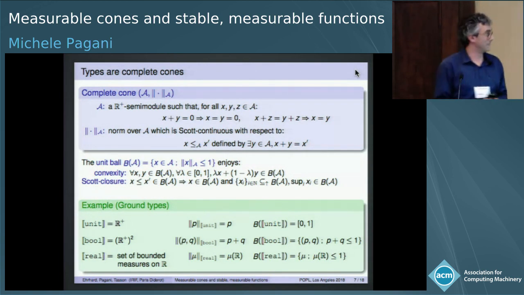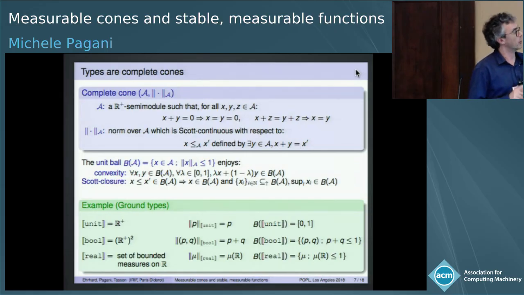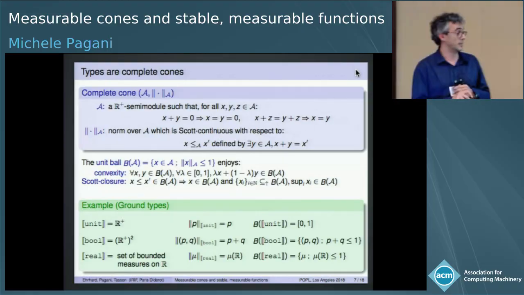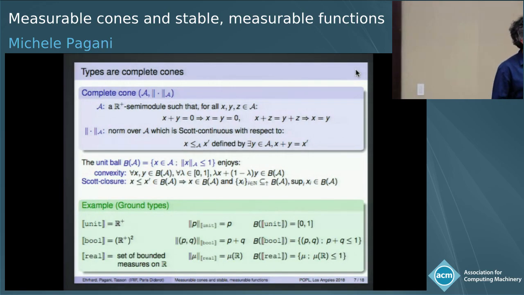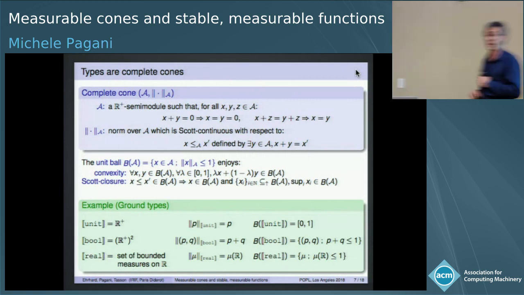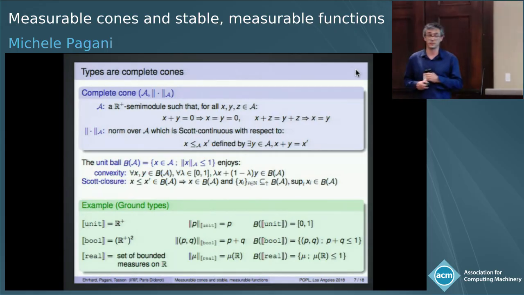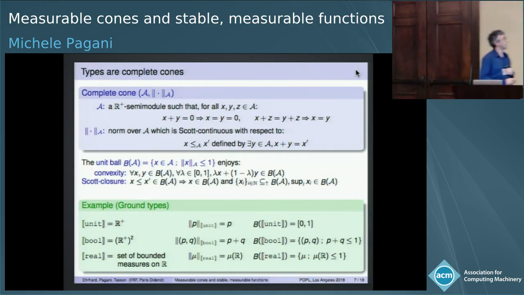Well, this set here has a structure of complete semicone, of semimodule, with the addition and the multiplication defined pointwise. The norm of a measure is given by the total mass, that is simply the value of the measure over the whole set. And so the unit ball is exactly the set of measures of total mass at most 1, which is exactly the standard definition you have in mathematics of a probability distribution over real numbers. Okay, so until now everything is standard.